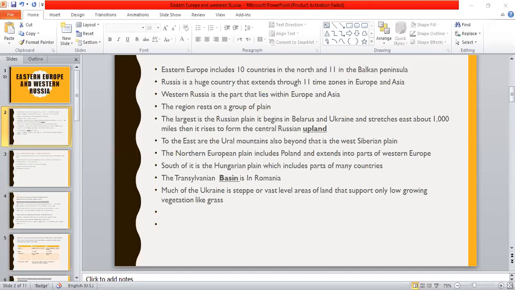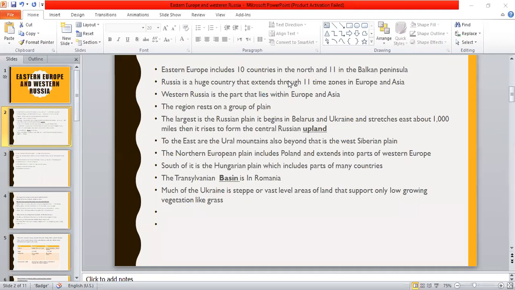Eastern Europe includes 10 countries in the north and 11 in the Balkan Peninsula. Also, we have Russia, which is a huge country that extends through 11 time zones in Europe and Asia. Western Russia is the part that lies within Europe. If you can see from the map, you'll find we have these 11 countries and also the other 10 countries.